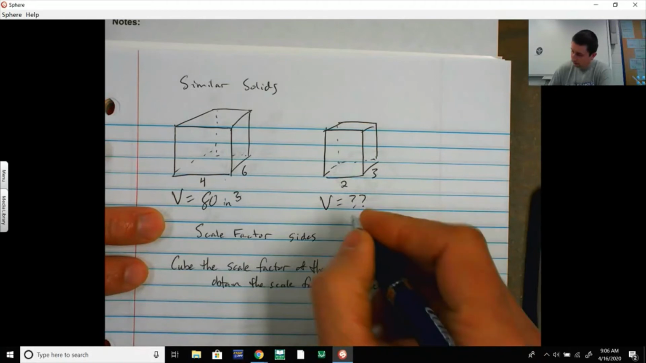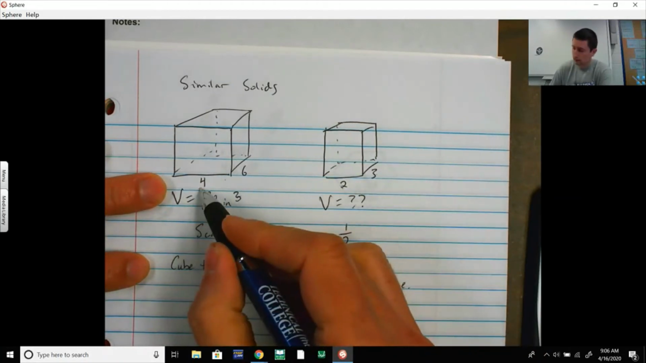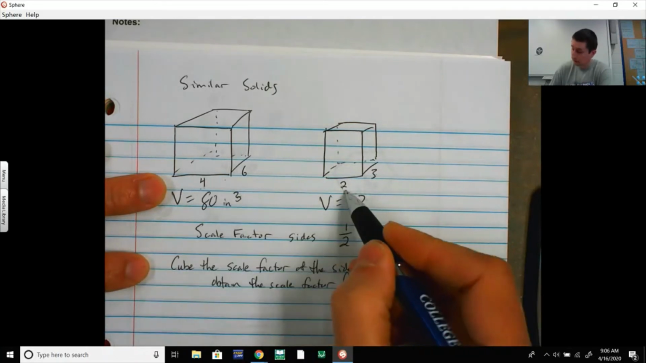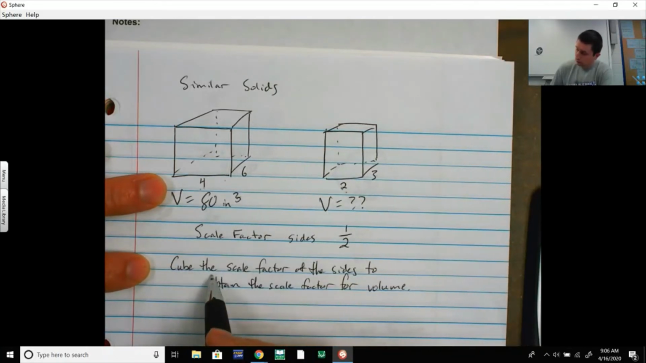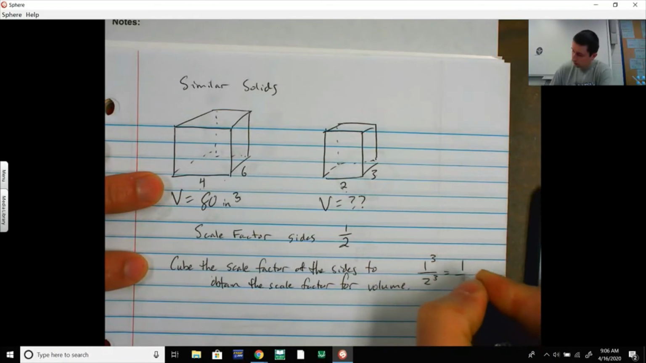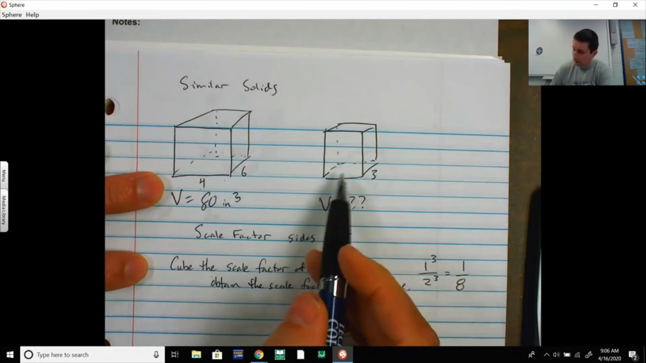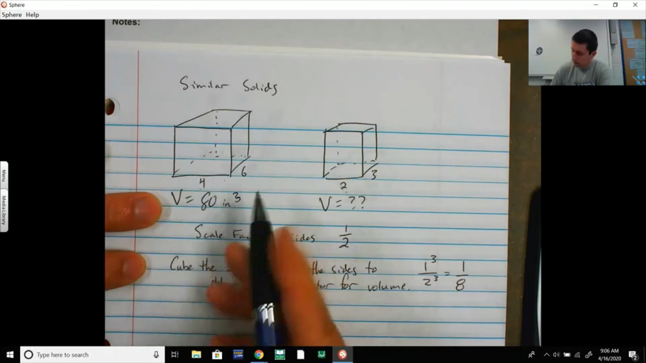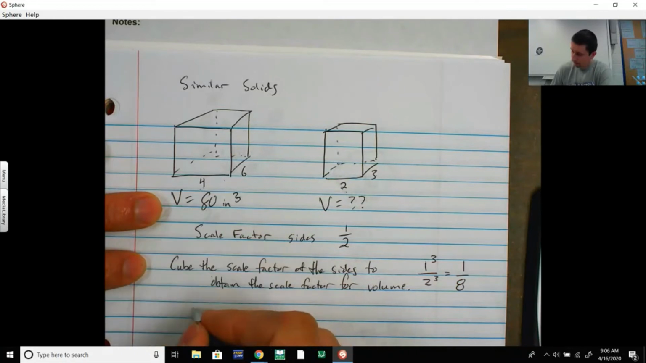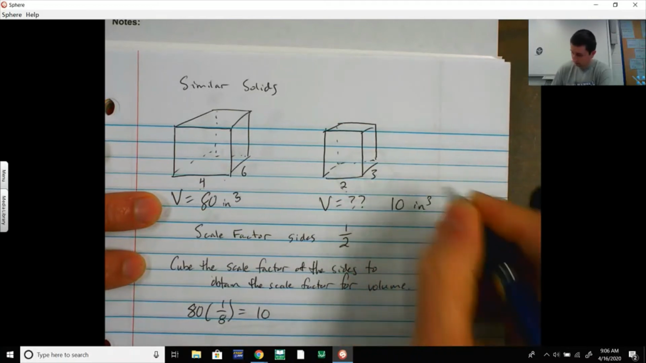So the scale factor of the sides is 1/2. For every one of these, you have 2 of these. For every one of these, you have half of these. Now you have to cube the scale factor of the sides to obtain the scale factor for the volume. So I'm going to take 1 cubed over 2 cubed, and I get 1/8. Okay? And that's going to be the scale factor for this one. So if this volume is 80, I'm going to take 80 times 1/8, and I'm going to get 10. The volume here should be 10 cubic inches.